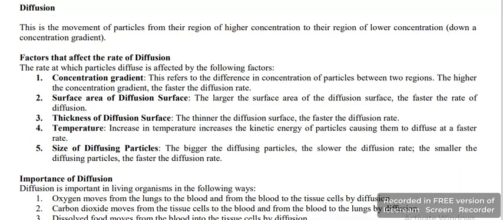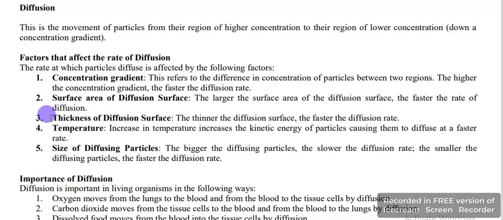Number one is the concentration gradient. This refers to the difference in concentration of particles between two regions. The higher the concentration gradient, the faster the diffusion rate. Then is the surface area of the diffusion surface. The larger the surface area of the diffusion surface, the faster the rate of diffusion.